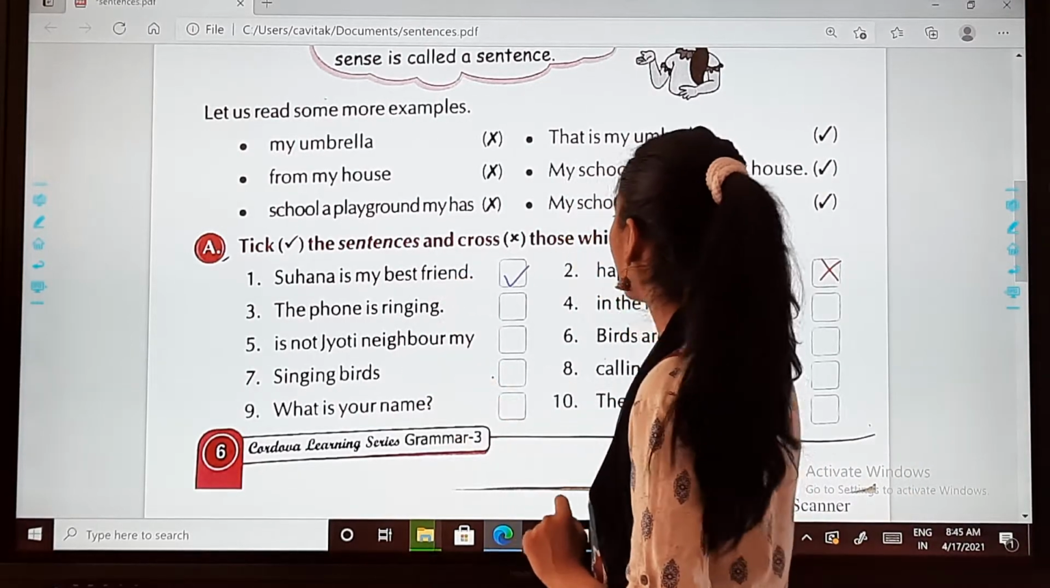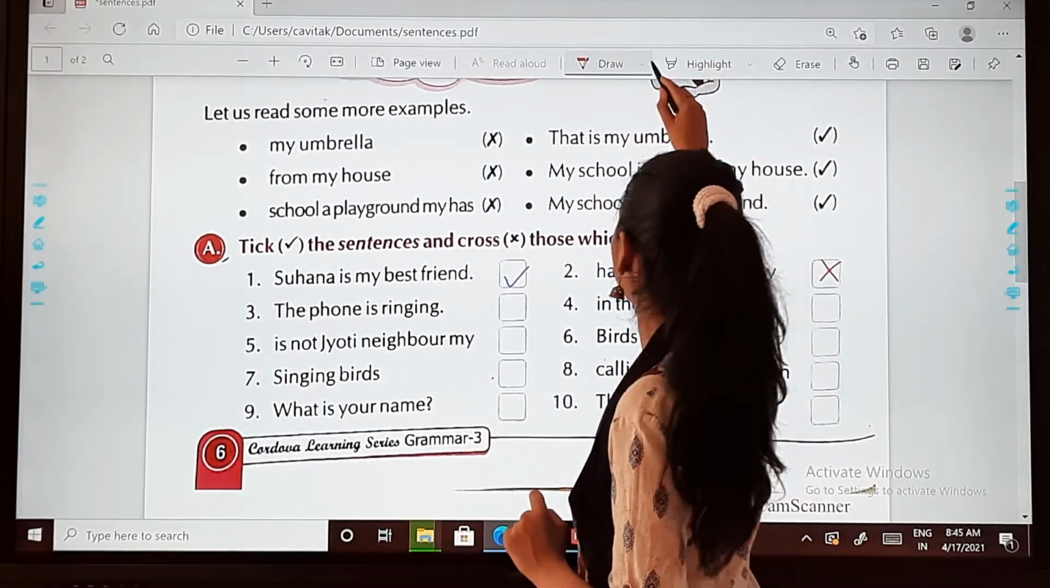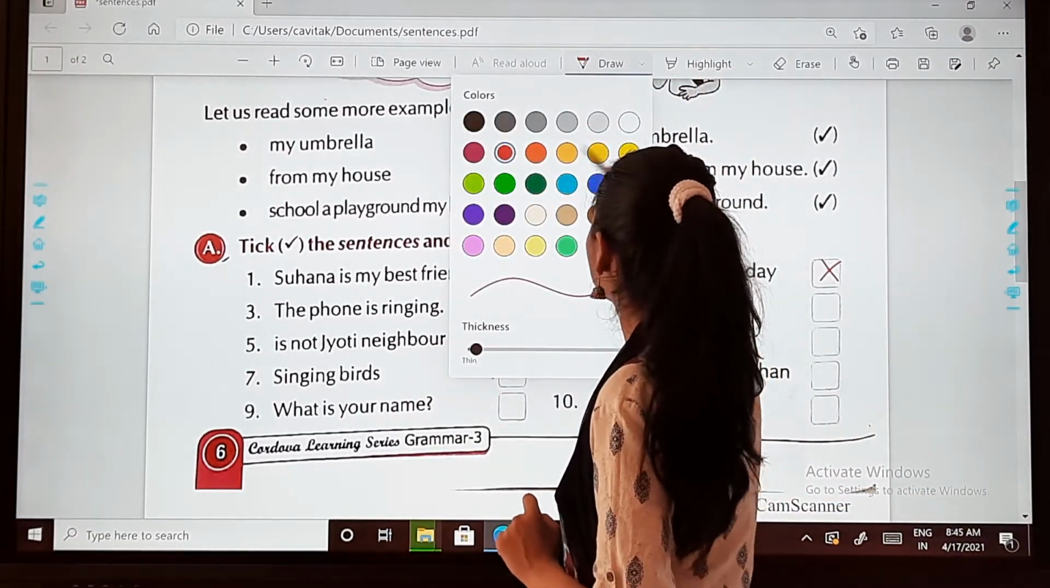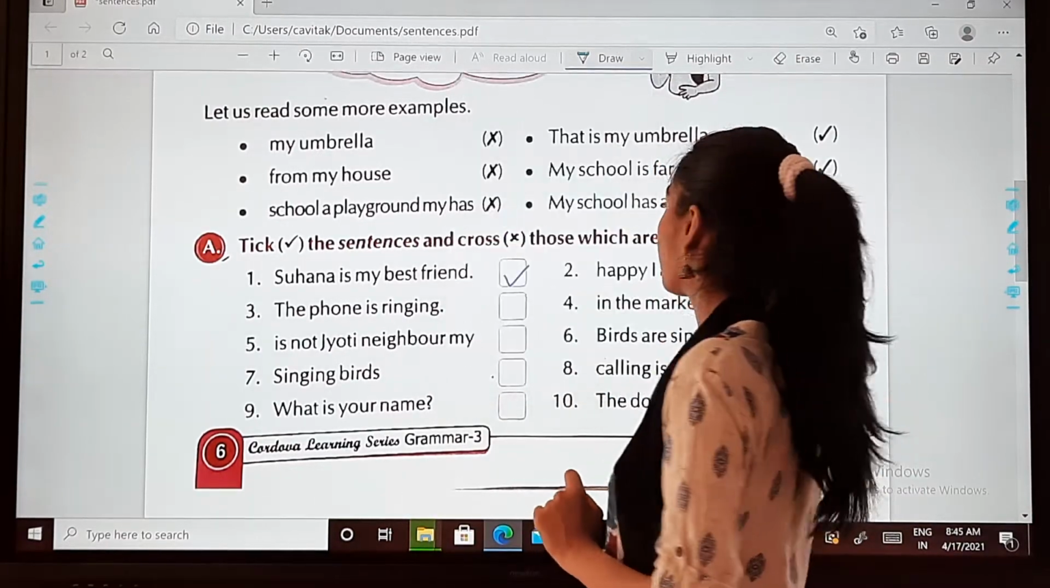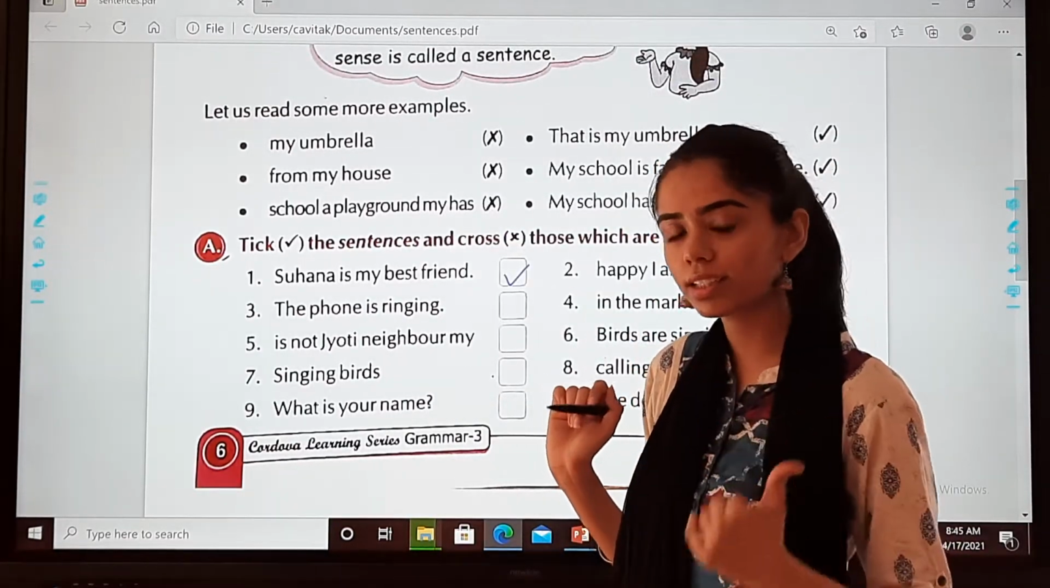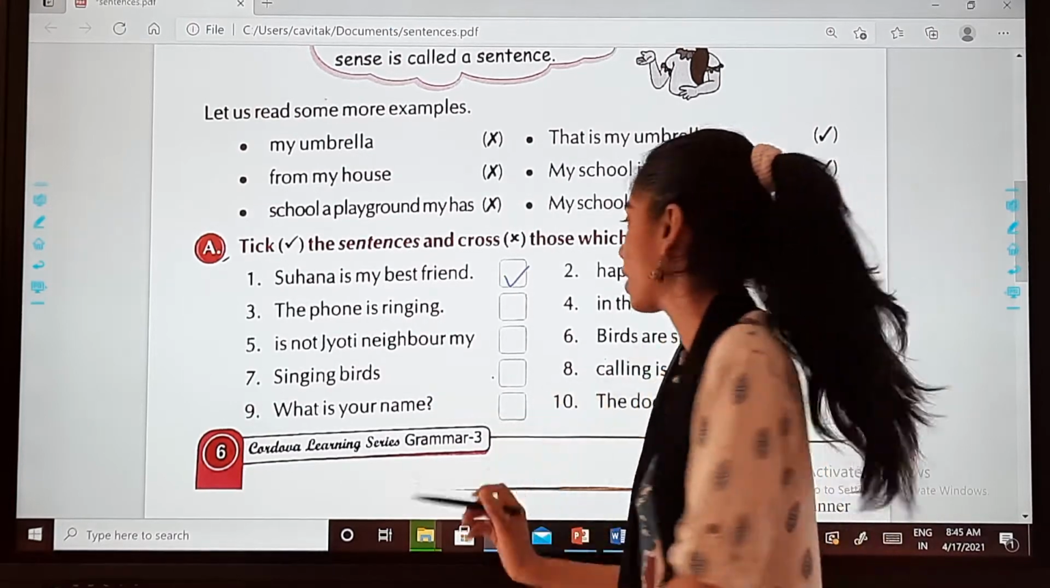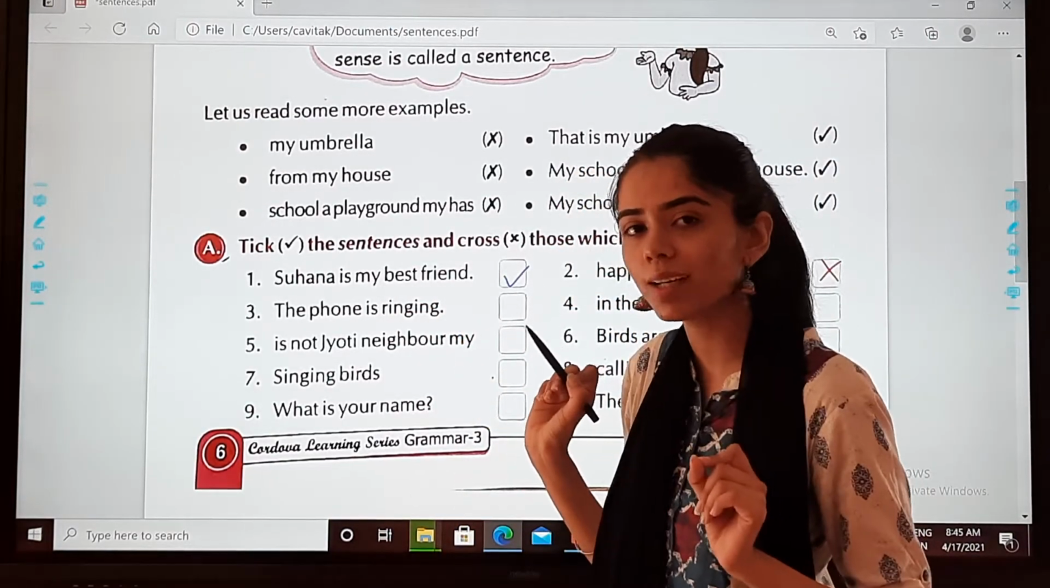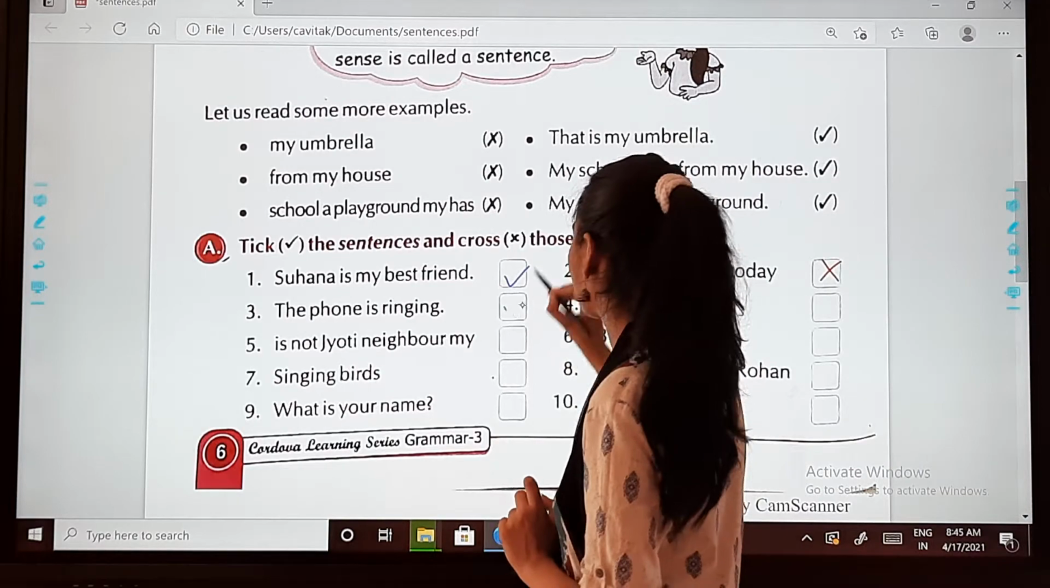The phone is ringing. What is it? The phone is ringing. So, ये sentence तो correct sound कर रहा है. Words भी proper place में है. So, we will give a tick mark.